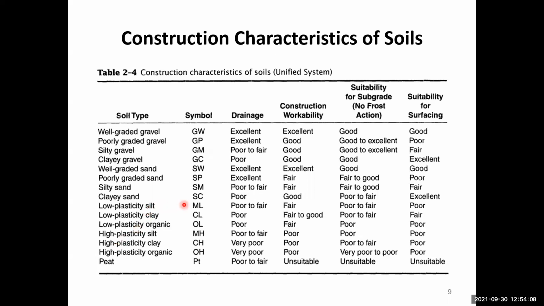So the silt can be a low plastic silt, but that silt can be also a high plasticity silt. Okay, and similarly, the clay can be a low plasticity clay, and then can be a high plasticity clay. So which is represented by CL and CH. And then the other soils which are called as the organic soils. So this is the low plasticity organic soil, OL, and then high plasticity organic OH. And then there is another one which is called as the peat.